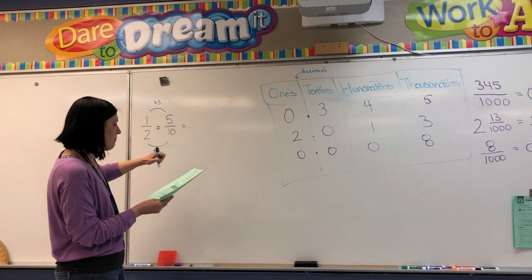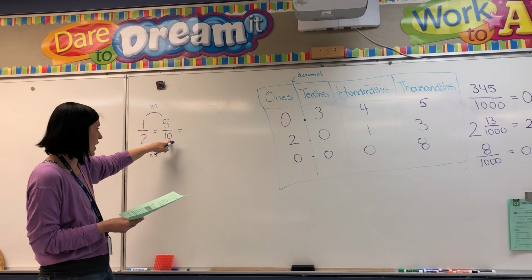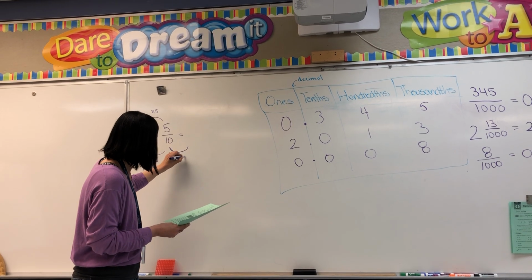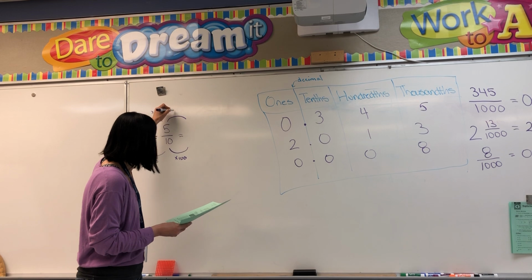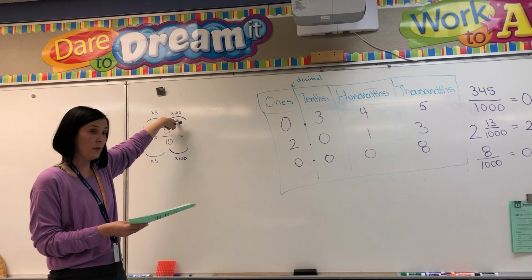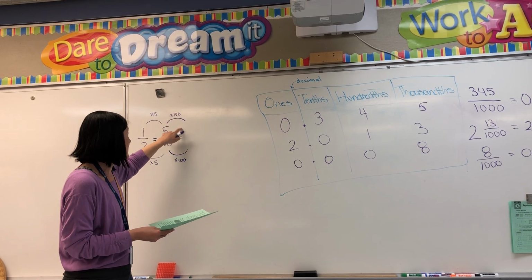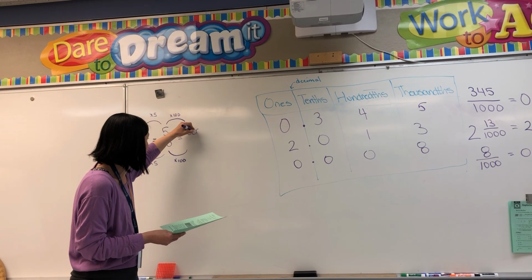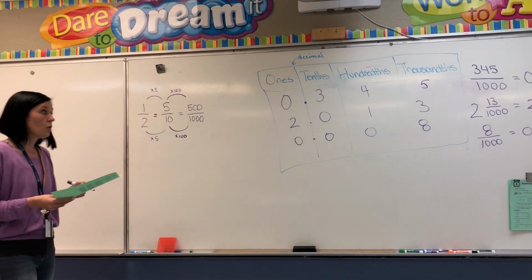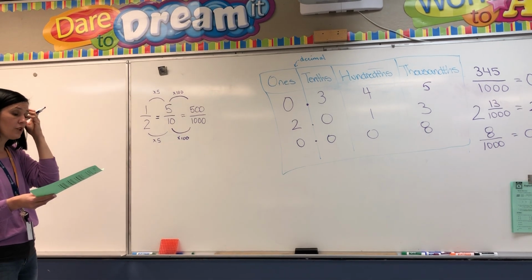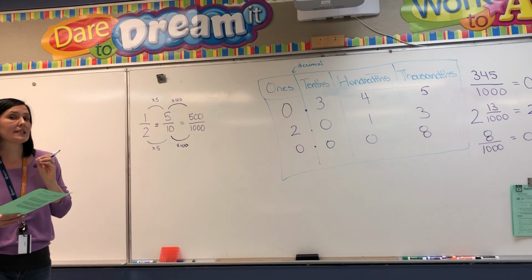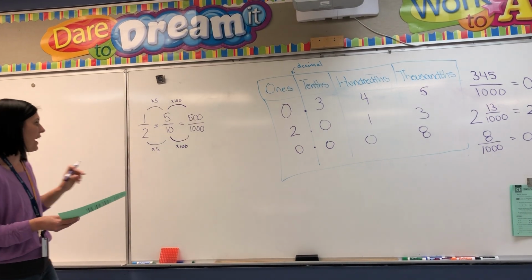And now we're going to multiply to make this bottom number 1,000. We're going to multiply it by 100. And then we have to multiply the numerator by 100 as well. So 5 times 100, you should remember that. We just add 2 zeros at the end, right? So it's 500 over 1,000. So now if we have 500 over 1,000, we have 500 thousandths. How can we show that as a decimal?